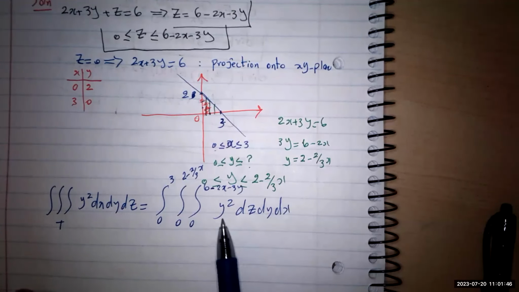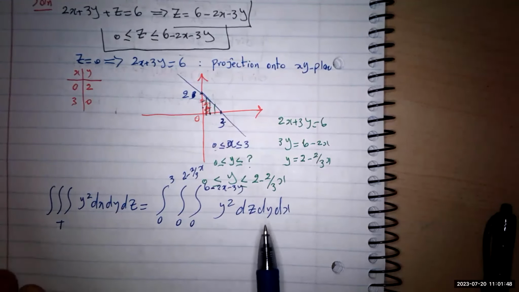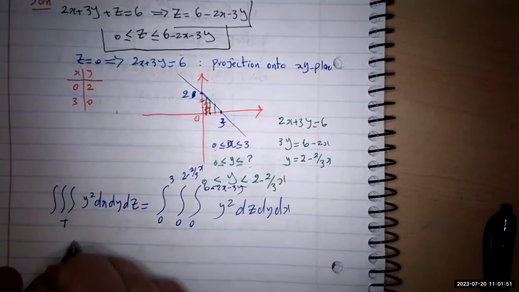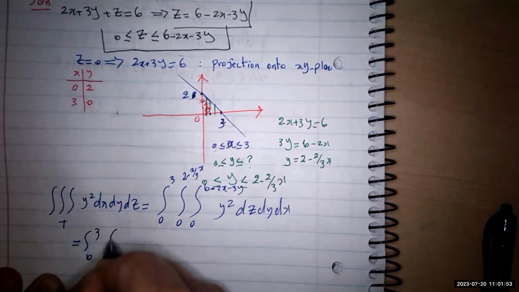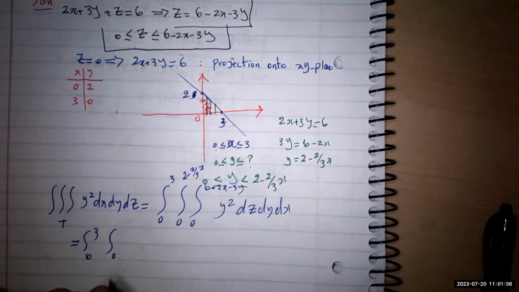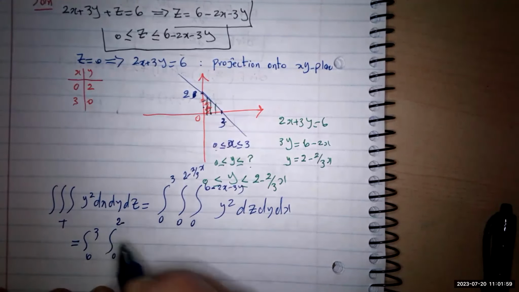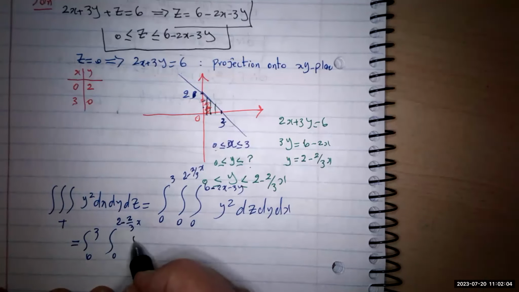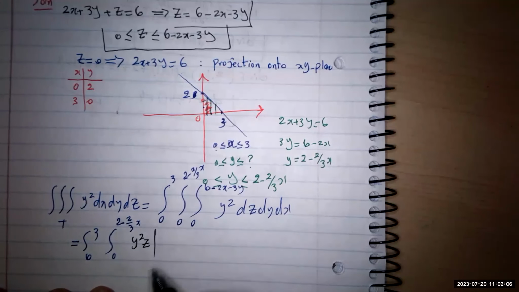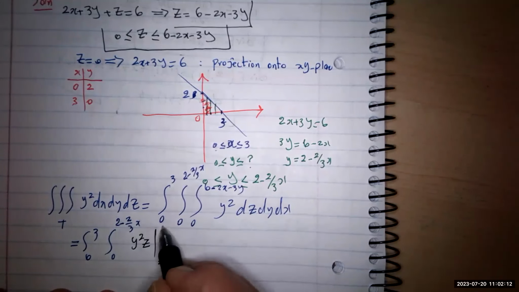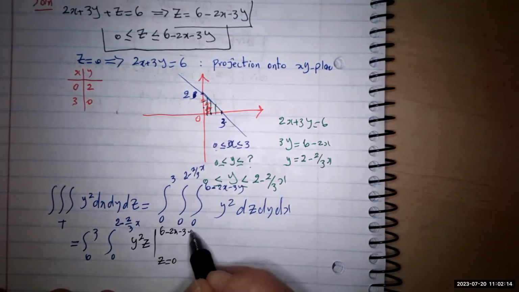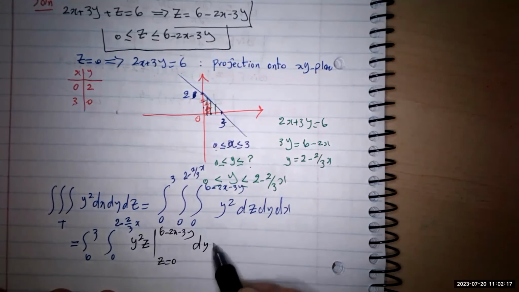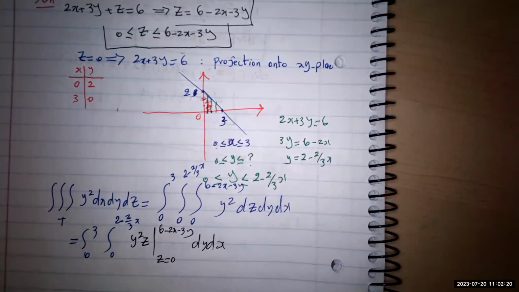So we do the z first. Easy, the integral of y squared with respect to z is y squared z. So it's going to be equal to 0 to 3, 0 to 2 minus 2/3 x. So you get y squared z, and z goes from 0 to 6 minus 2x minus 3y. And when you're done, you go with the y and the x. Okay, you have to substitute for the z and then continue.